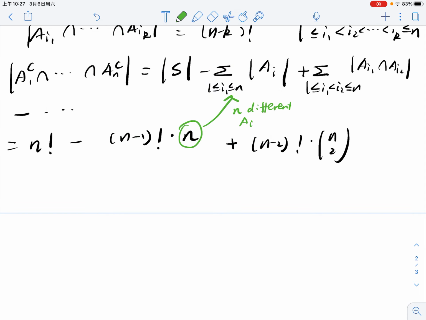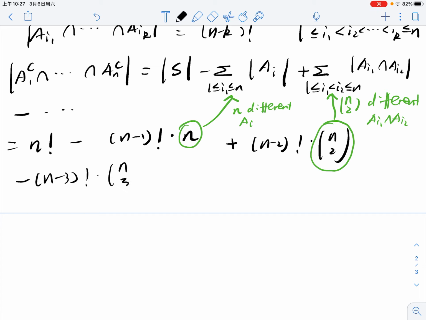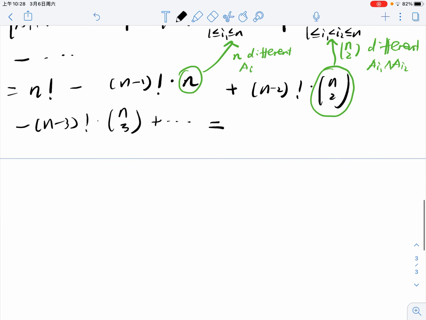This is because this n choose 2 corresponds to n choose 2 different two intersections. And then you can continue, minus n minus 3 factorial times n choose 3, and so on. And you can figure out n factorial.